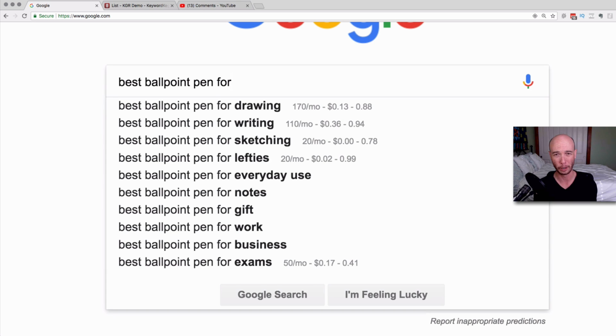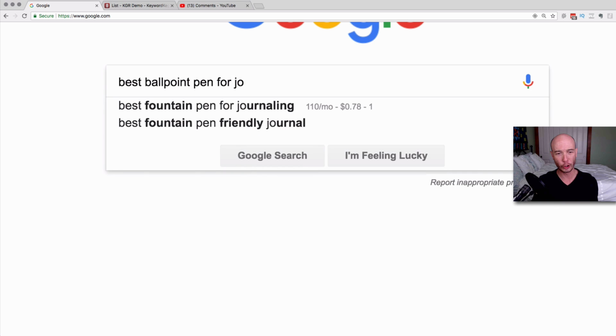They're cheap and they're everywhere, right? You can get them anywhere. Refills are cheap as well. So as we go a little deeper, I'm just going to say for journaling.